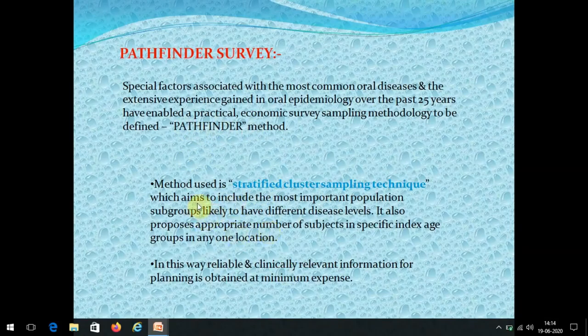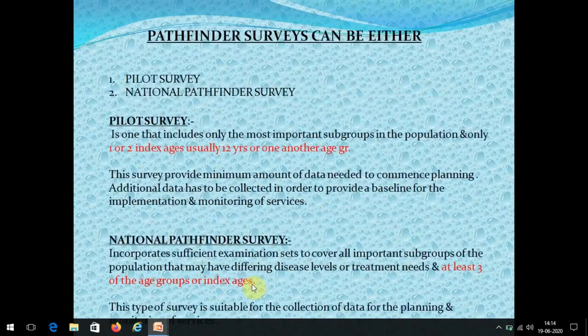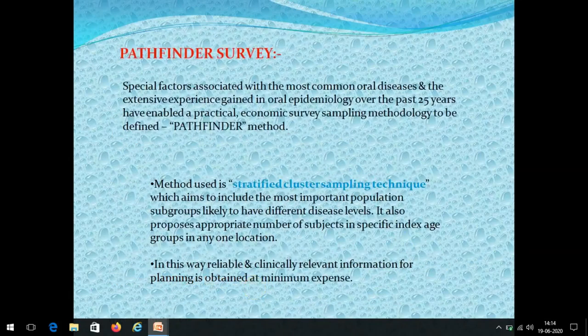So why are we using stratified cluster sampling? It aims to include the most important population subgroups which have various disease levels, and particular age groups are also included. This way we can get very reliable and clinically relevant information for planning an oral health program. So never forget this particular sampling design, stratified cluster sampling, which is particularly for the Pathfinder survey. And Pathfinder survey is for oral health surveys.